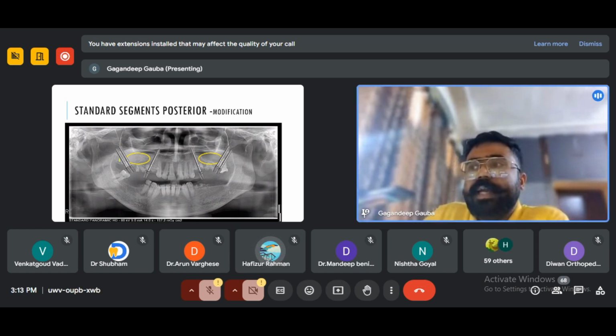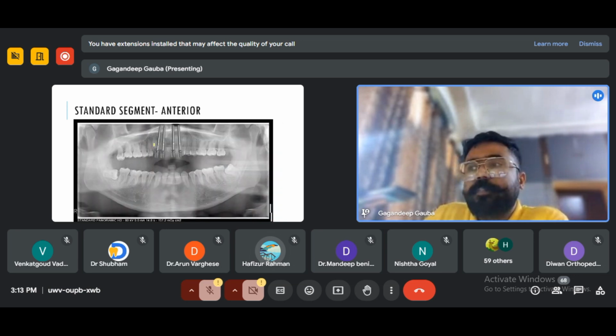And this is the standard anterior segment. Here we will place 4 implants for placing a bridge of canine to canine. For 6 teeth, we only need 4 implants in the anterior segment anchored in the nasal cortical bone.